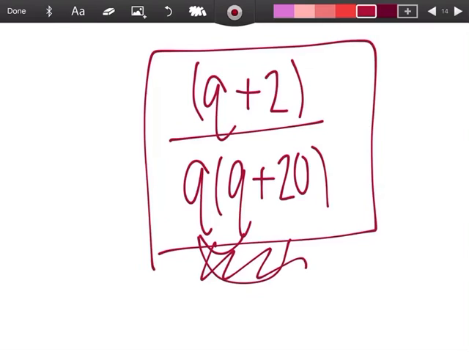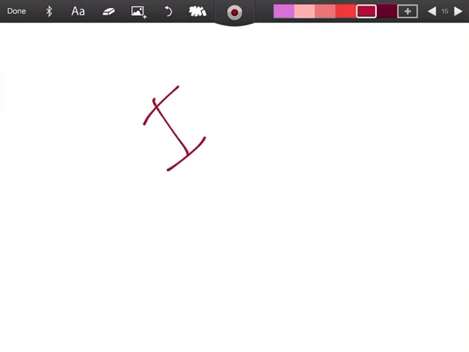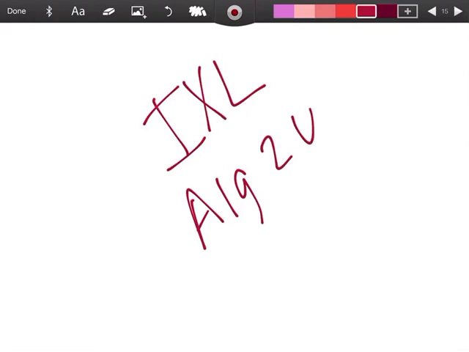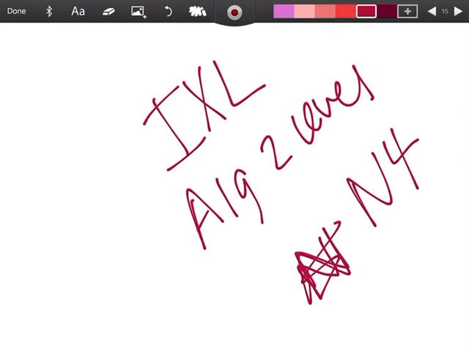And so after doing this lesson, this video, I want you to be able to go to IXL and go to Algebra 2 level and do N4. I'm just going to write it again, N4. It's simplifying rational expressions. And then in the next video is when we're going to do multiplying and dividing. So this prepares you to do N4.